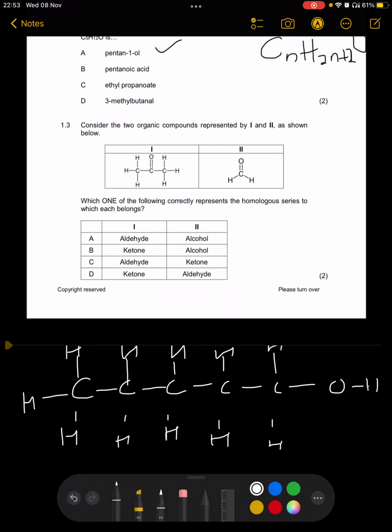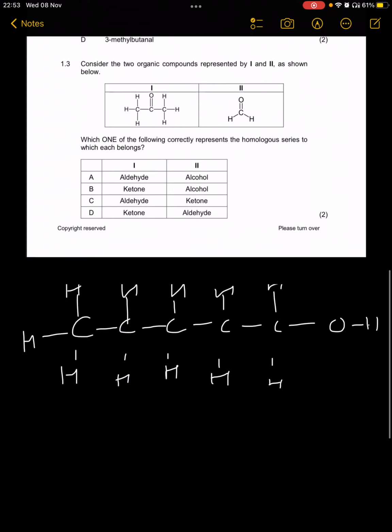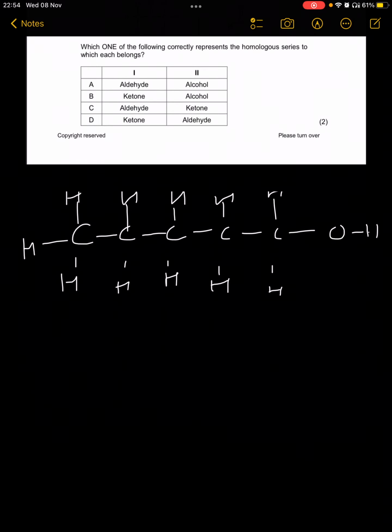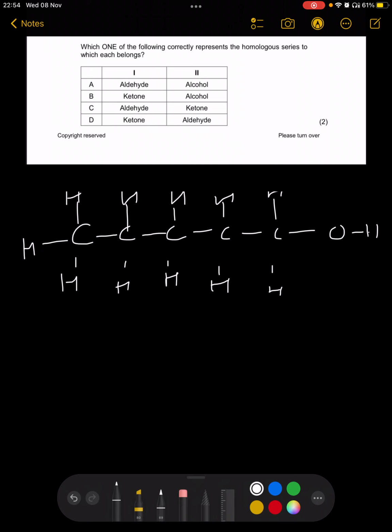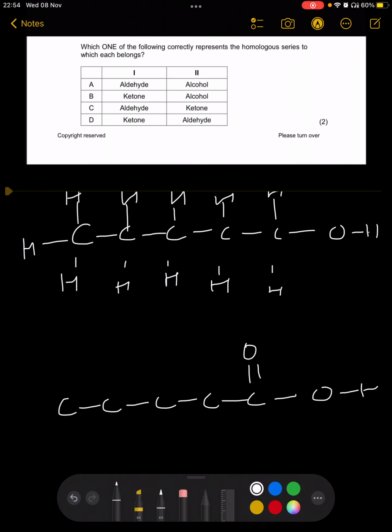Then you look at B, which is pentanoic acid. With pentanoic acid, you're looking at 1, 2, 3, 4, 5, C double bond O, OH. Now, remember, the molecular formula given was C5H12O. Now, we already have 2 oxygens in pentanoic acid. That is why we take it out.